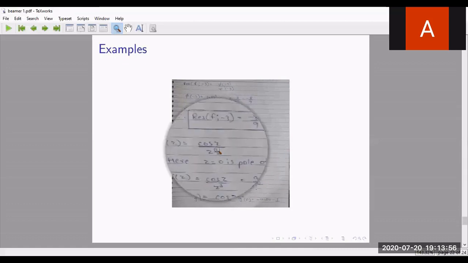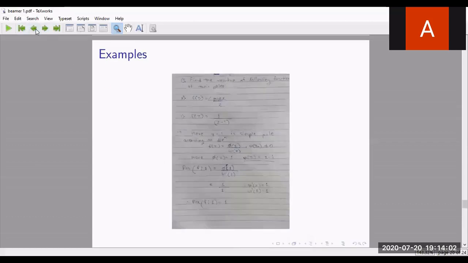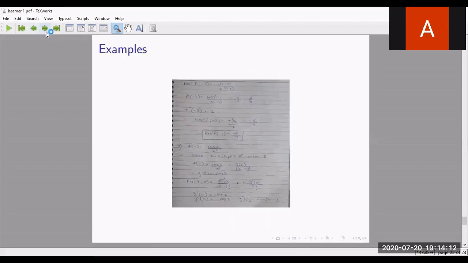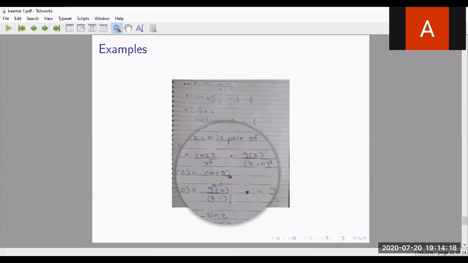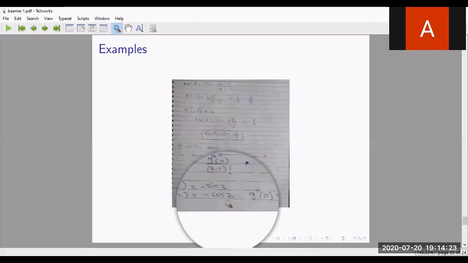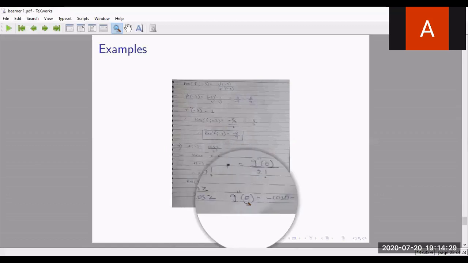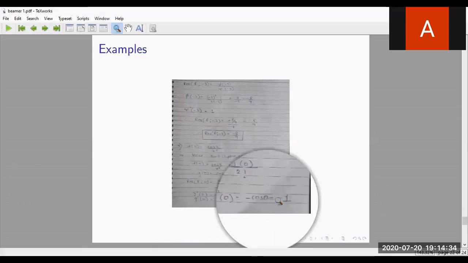So how many times are you going to take the derivative? 2 times. If it is a pole of order m, we are going to differentiate m minus 1 times. Here the pole order is 3, so we are going to differentiate 2 times. g of z is cos z, the numerator term, and cos 0 is not 0. g of z is cos z, g dash of z is minus sin z, g double dash is minus cos z. Now, the value of this derivative at which point? At the pole. The pole is 0. So g double dash of 0 is minus cos 0, which is minus 1.